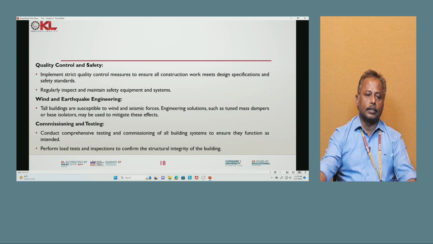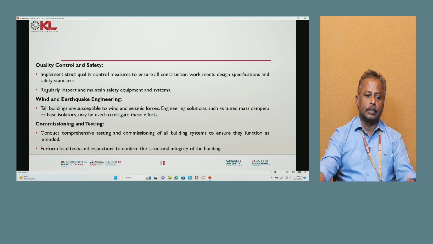Then quality control and safety. Implement strict quality control measures to ensure that all the construction work meets design specifications and safety standards. Regularly inspect and maintain the safety equipment and systems. Then wind and earthquake engineering. Tall buildings are susceptible to wind and seismic forces. Engineering solutions such as tuned mass dampers or base isolators may be used to mitigate these effects.